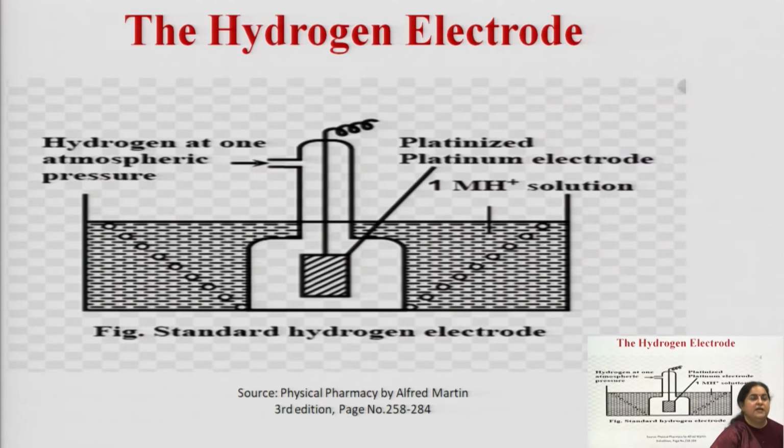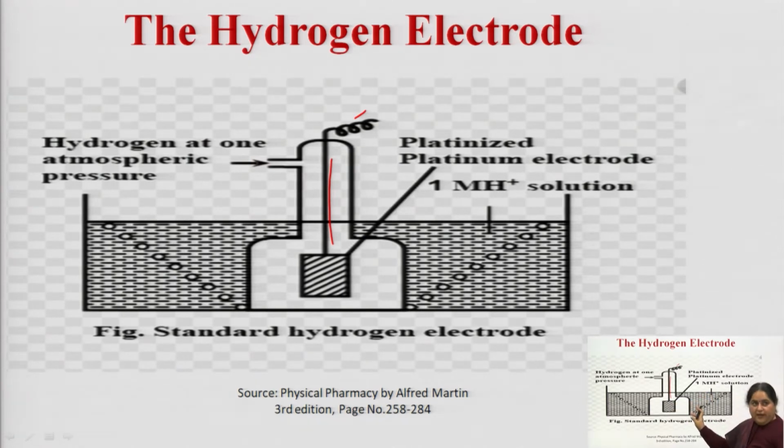So, next is the hydrogen electrode. This is the diagram showing the standard hydrogen electrode. In this we have a platinized platinum electrode. We have a piece of metal that is being platinized, and it is attached to a platinum wire, which is further joined.